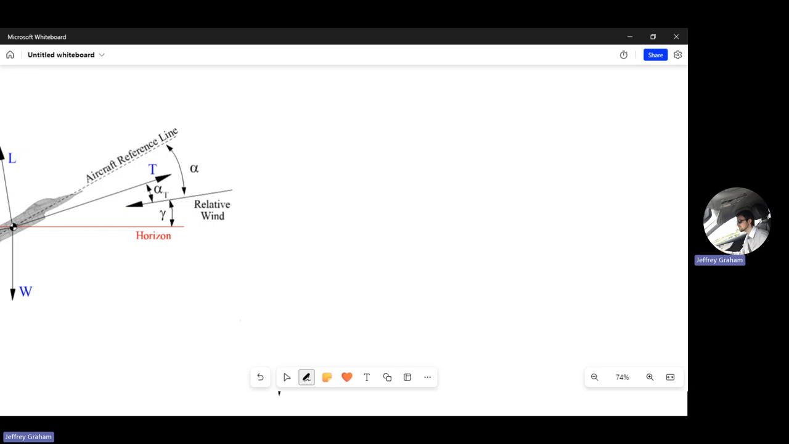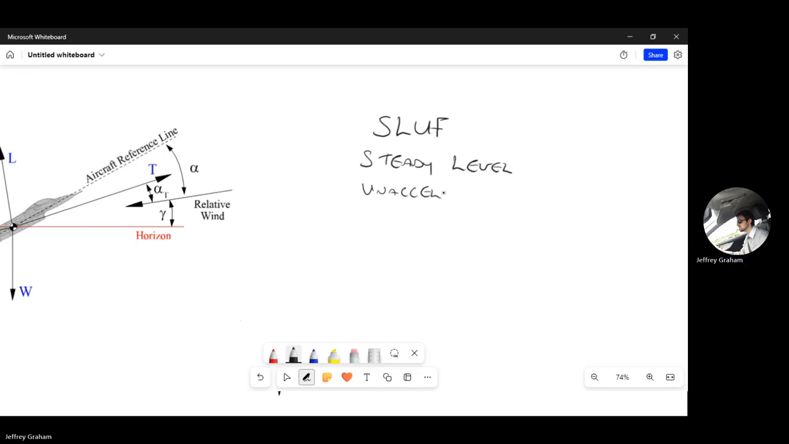When an aircraft is in steady level flight, often abbreviated to SLUF, steady, level. Then I'll break this down into a couple of words here. When accelerated, and then we've got flight.